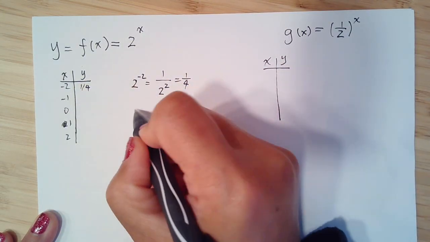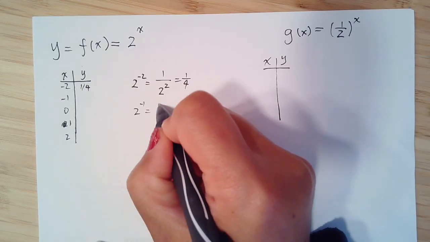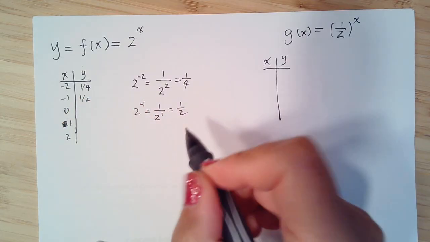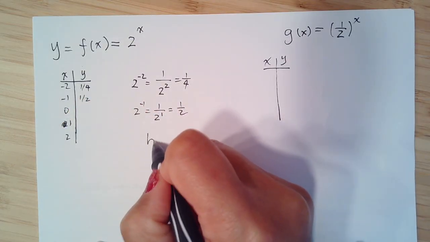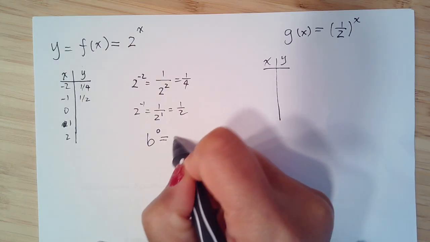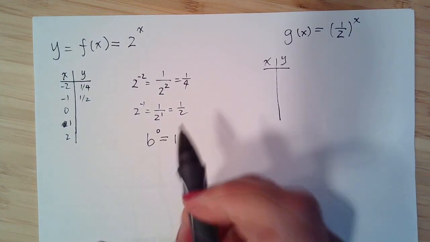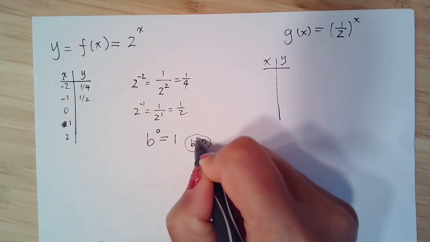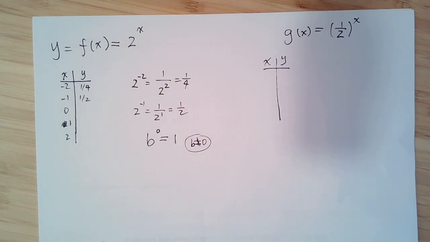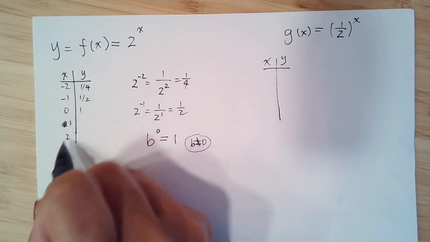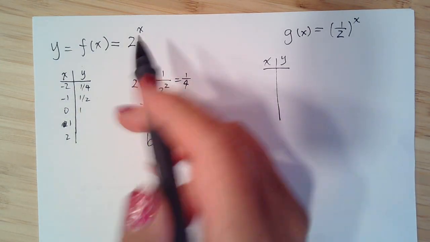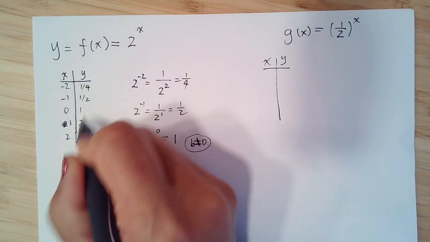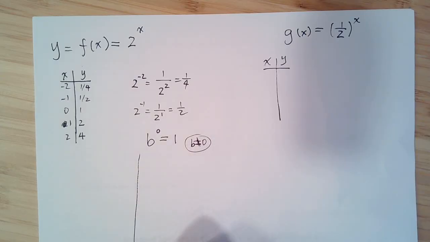And what about -1? 2 to the -1 is 1 over 2 to the first, which is 1/2. And 0: any base to the 0th power is always 1, as long as this b is not 0. Any non-zero number to the 0th power is 1. So here's a 1. When x equals 1, that's 2 to the first, which is 2. When x equals 2, 2 to the 2nd power is 4. See, you get some points. We got 5 points.